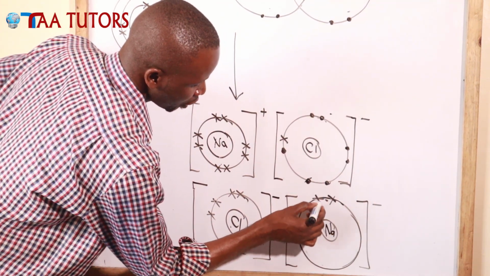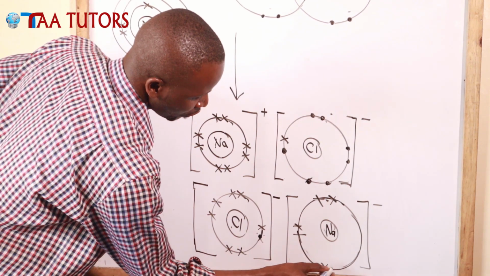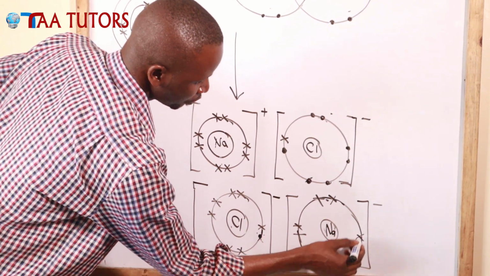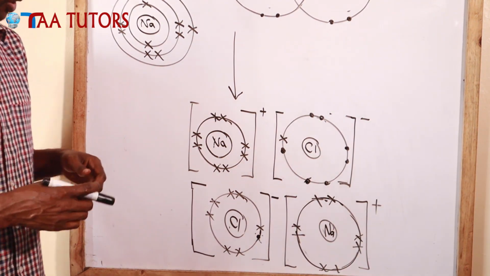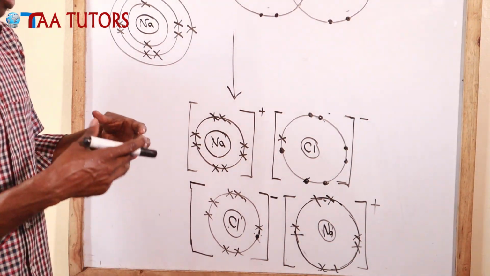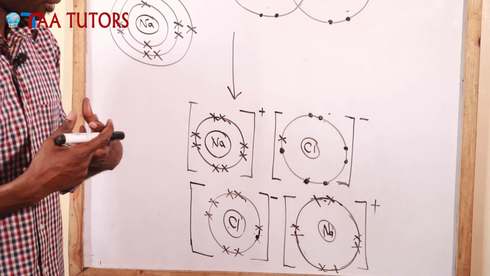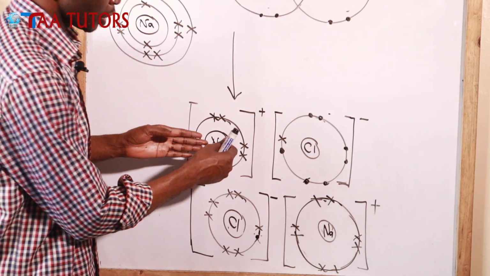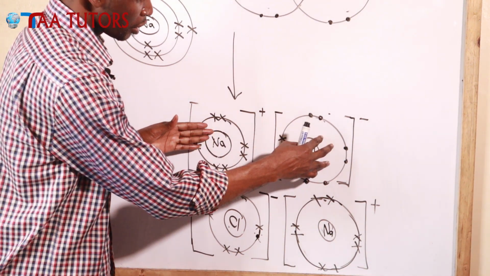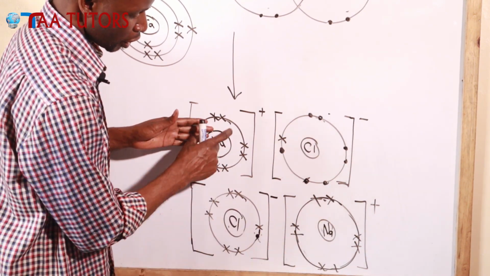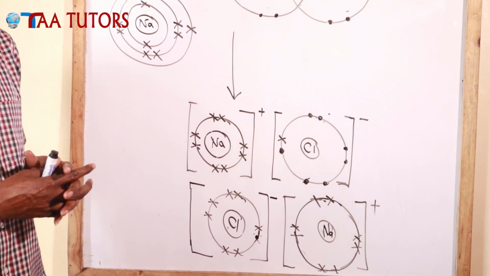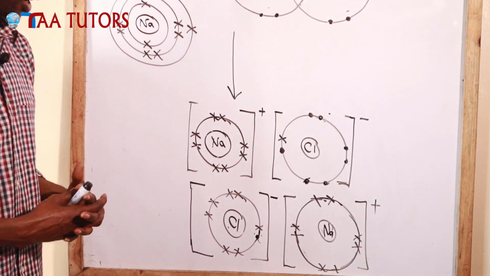So we have crosses all over. This is plus, this is minus. When I draw these things this way, it makes more sense, because we said that there must be attraction between positive and negative ions, so there will be attraction between this ion and this ion. Chloride also has this attraction here, another attraction here, and another attraction here. That is how atoms are actually arranged in an ionic bond.